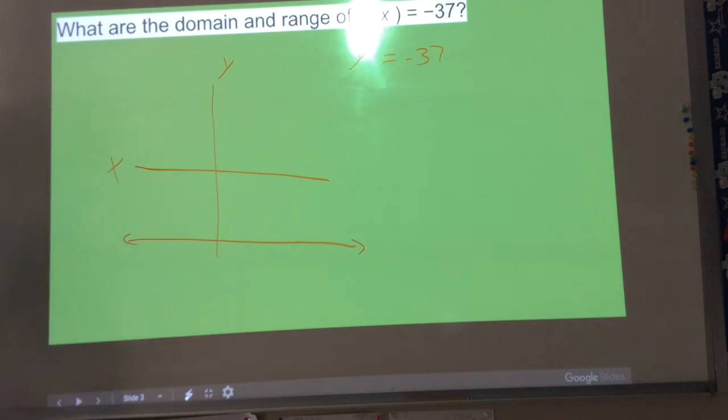Domain is going to be what? All real numbers, because these two arrows right here mean this goes on forever and ever and ever in both directions. Do we agree? What's my range going to be? This one's a little bit trickier, but it's really not.